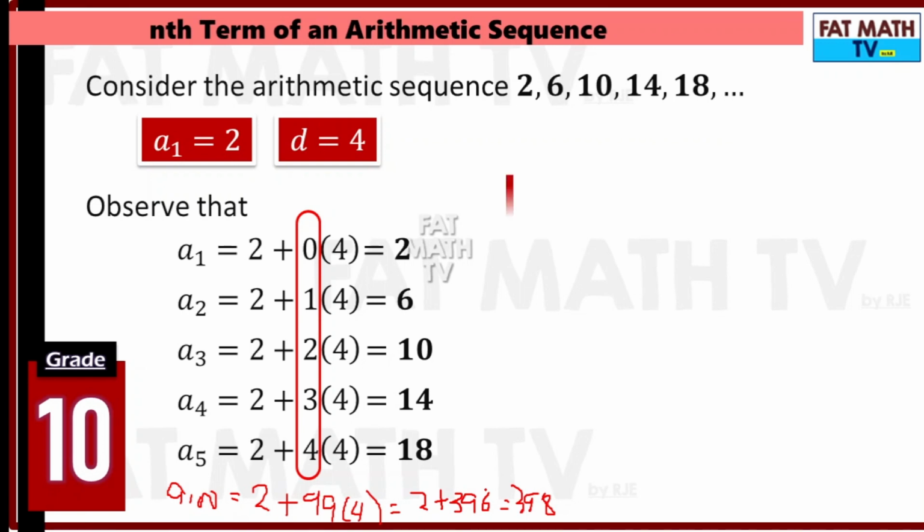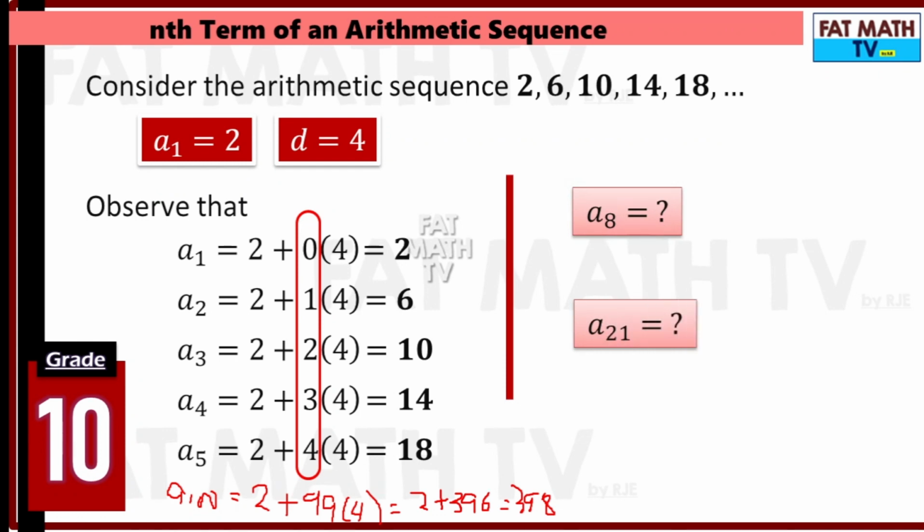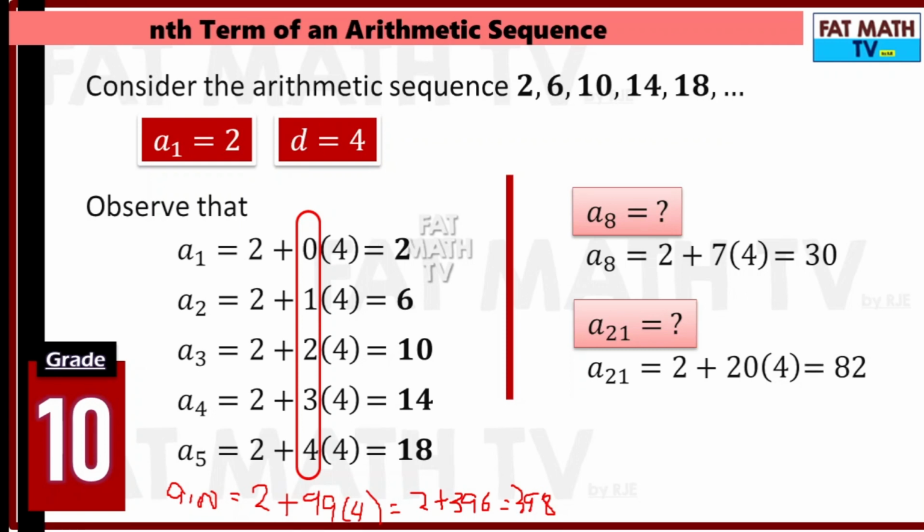Okay, so in general, here we are asked of the eighth term. We already solved the 100th term, but what if it's the eighth? How many times do we need to add for a sub 8? 7 times. So 2 plus 28, that's 30. How about the 21st term? How many times do you need to add the difference? You need to add 20 times. So the first term, that's 2 plus 20 times the difference, that's 80 plus 2, that's 82.